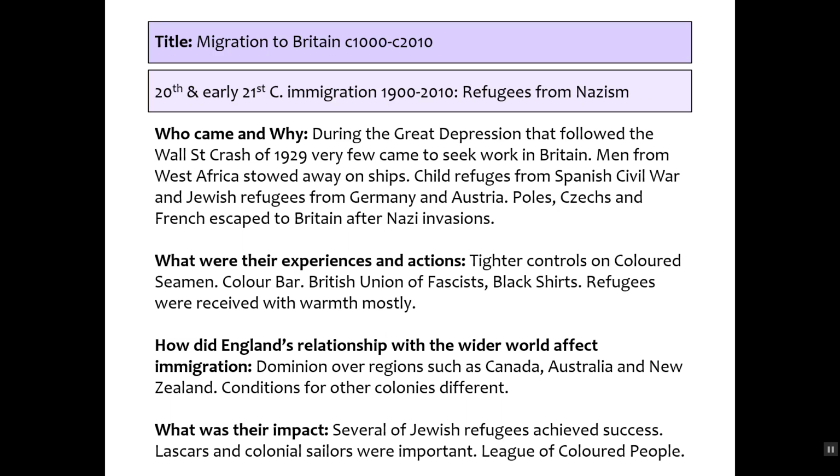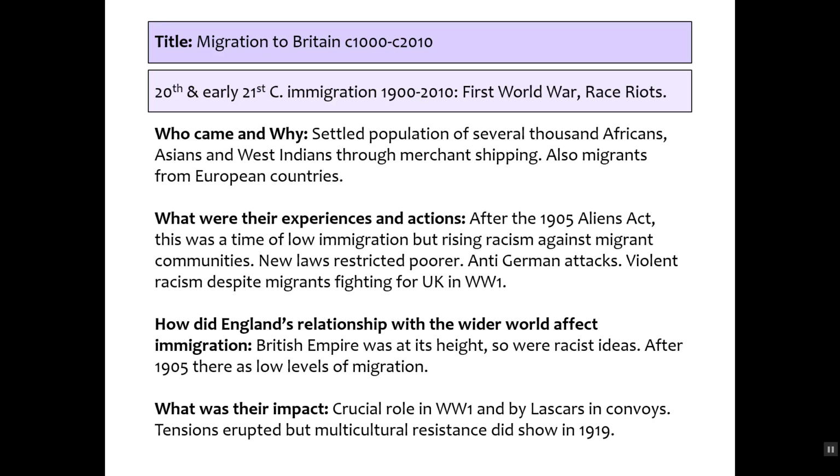Now, refugees. For the impact of World War One, we've got the internment of aliens, the negative treatment of German people as a result of propaganda. We've got the contributions of migrants to the war effort. We've got huge amounts of merchants that are Lascars that are crucial in the transatlantic convoys. But tensions erupt as a result of this, and after World War One, we see riots in 1919 as a result of it, because black people have taken the white people's jobs.